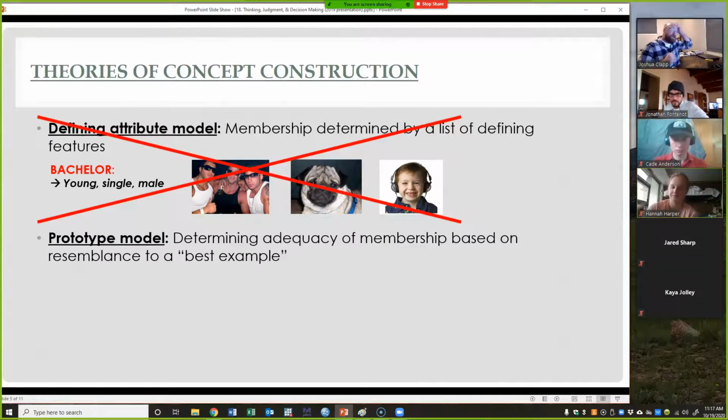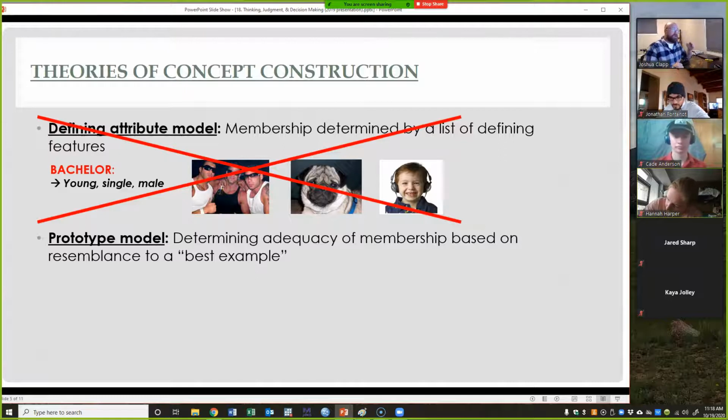So an alternative model is something called the prototype model, okay? The prototype model suggests that in terms of identifying membership in a concept, we determine adequacy based on resemblance to a best example. Essentially, we have some prototype in our mind, the perfect representation of this thing, and that's what determines whether or not this thing is part of this group or concept, okay?